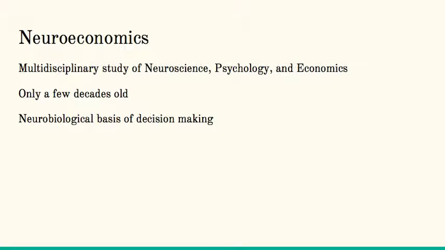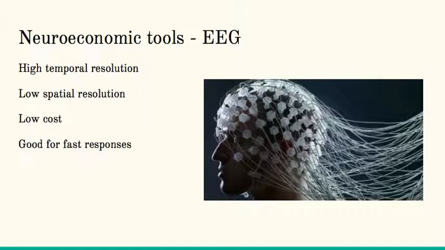Neuroeconomics is a multidisciplinary study of neuroscience, psychology, and economics. It is only a few decades old, and it is trying to determine the neurobiological basis for decision making. There are multiple tools in order to study the neurobiological basis of decision making. The first, and one of the older ones, is the EEG, or electroencephalogram.